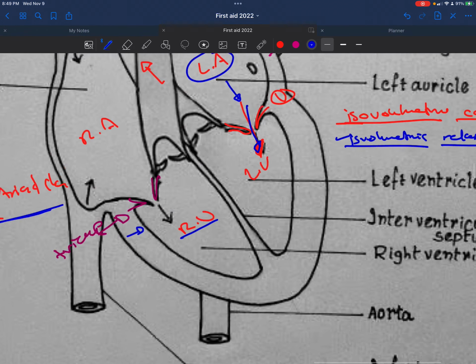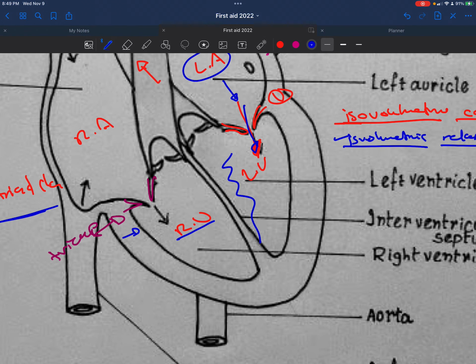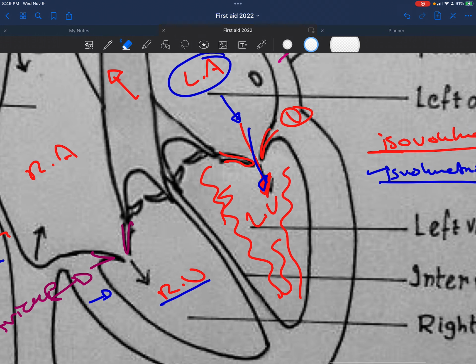And this is what we said. After the whole blood accumulates in the left ventricle, now the mitral valve closes, okay? The mitral valve closes because the pressure in the left ventricle is high enough now to close the mitral valve. And we also said that the aortic valve was closed as well.